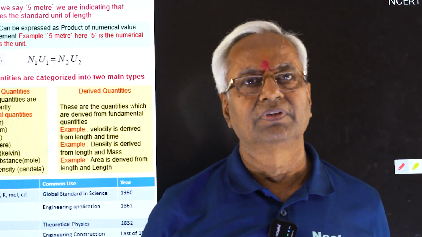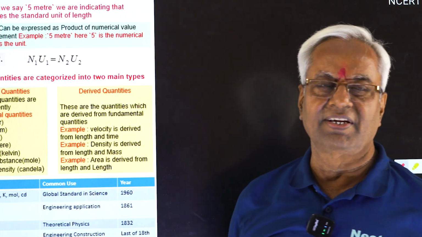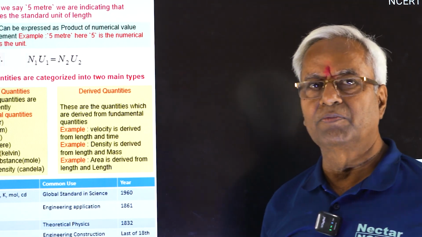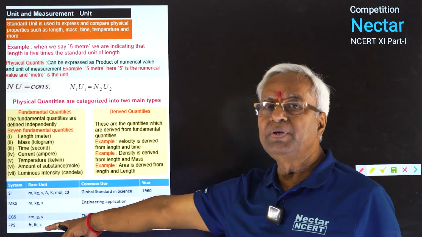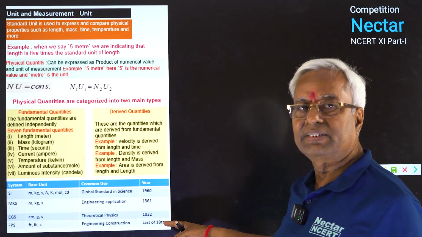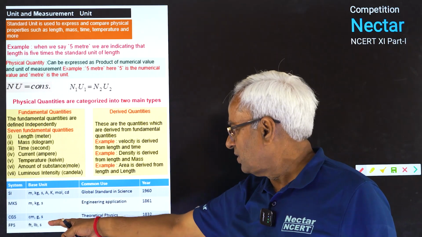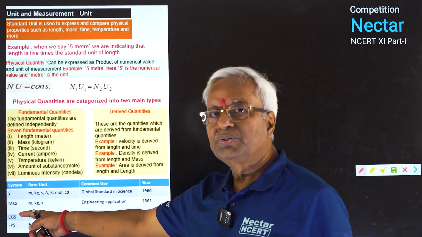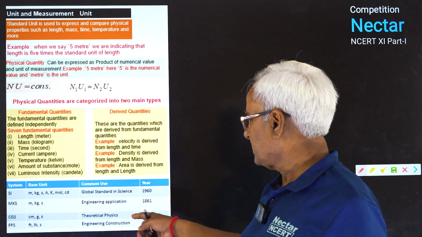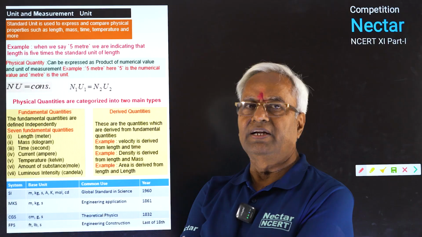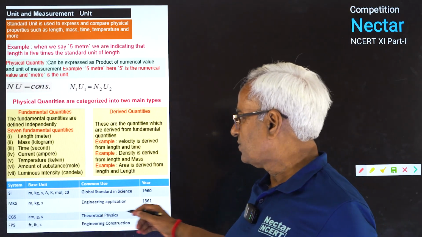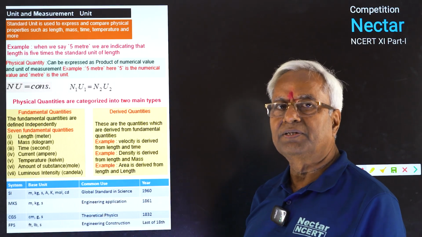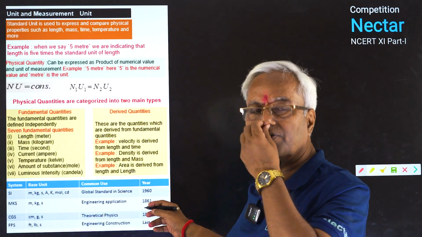For systems, there have been many systems, but let's start from FPS, that's known as the British system. Prior to that, the systems have become obsolete, so no need of discussing them. The FPS system started in the 18th century. It was mostly used for construction purposes, construction of buildings, etc. The CGS system evolved in 1832 and mostly got wide application in theoretical physics. The MKS system had wide application in the field of engineering and it was basically introduced in 1861.